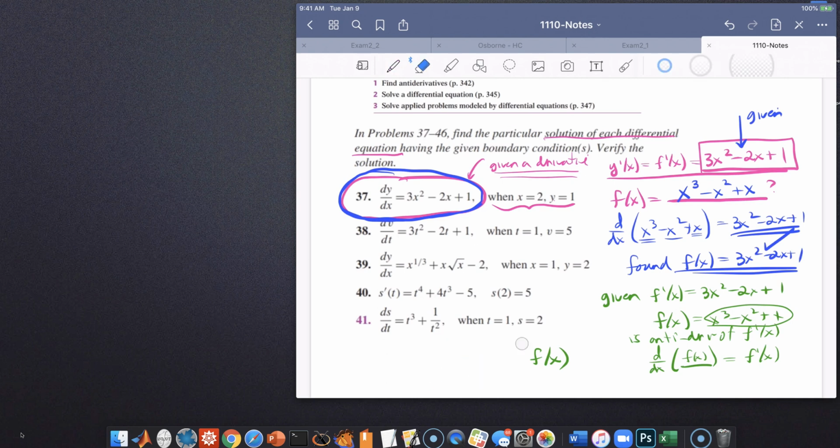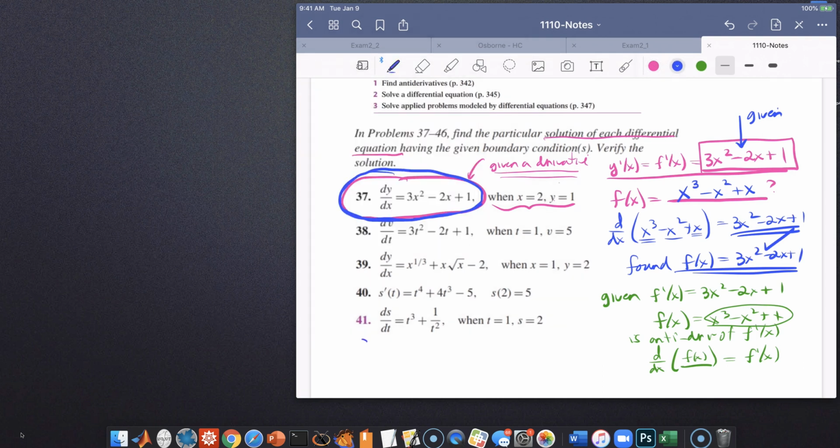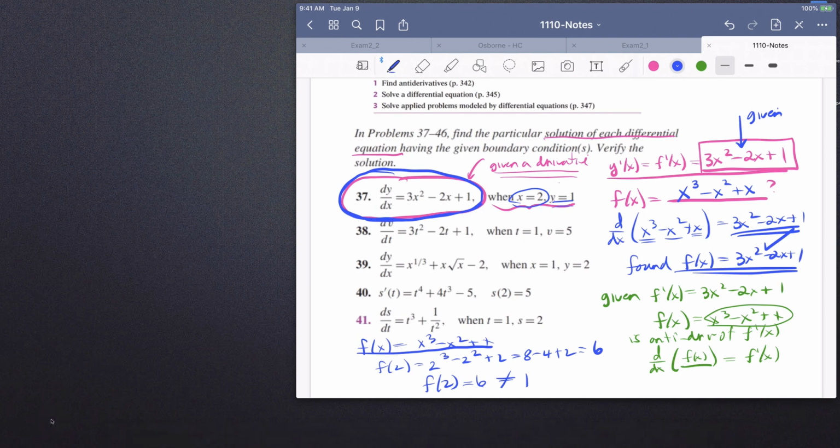Okay, so if you'll observe here that this function that we thought was our correct answer, f of x is x cubed minus x squared plus x, and if you evaluate that at 2, you'll get 2 cubed minus 2 squared plus 2, 8 minus 4 plus 2, that is equal to 6. And this problem wanted us to find an antiderivative that when x was 2, we got a y value of 1. So what we're finding here is that for our antiderivative function, the function at 2 is equal to 6, but that is not equal to 1. Okay, so we need to figure out what's going on here.